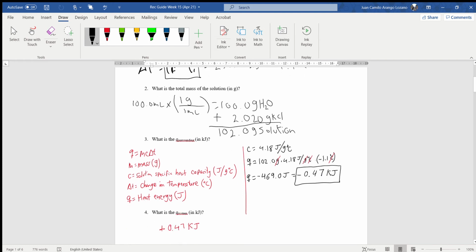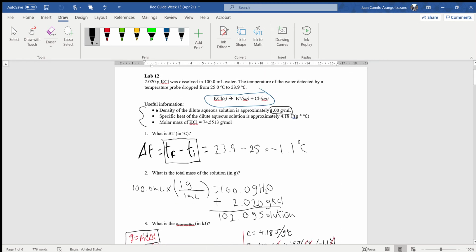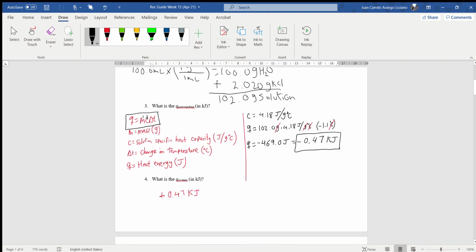Third, what is the q surroundings in kilojoules? Okay, so if you recall from the previous video or from your lecture, this is the equation you will be using at all times, where q, which is the q surroundings or the heat exchange between the system and the surroundings, equals mass, expressed in grams, times C, which is the specific heat capacity. They are giving you that information up here. The specific heat of the dilute aqueous solution is approximately 4.18, so you have that information beforehand, and the delta T, which we already have.